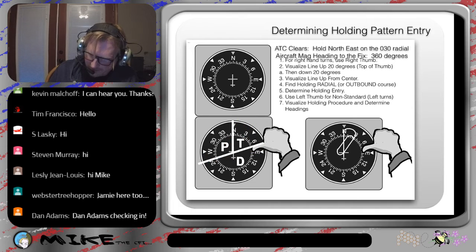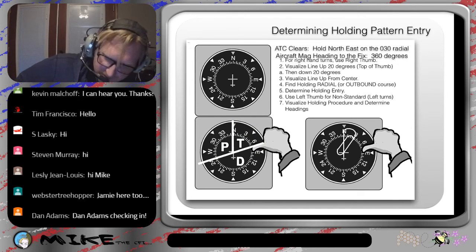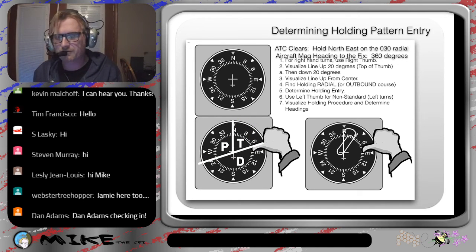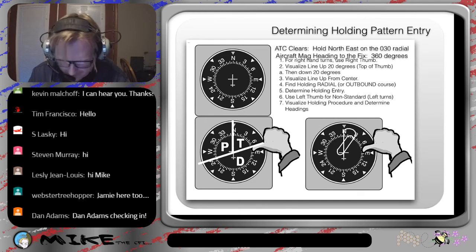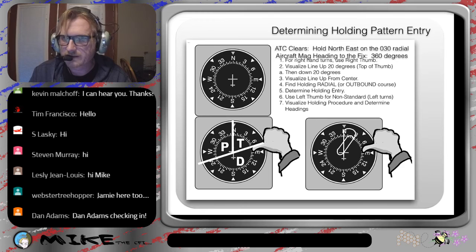So I know this may seem a little confusing now. It makes a lot more sense in actual practice. And the nice thing about it is you're already going to be watching the heading indicator, so it's a great tool to have to figure this out.